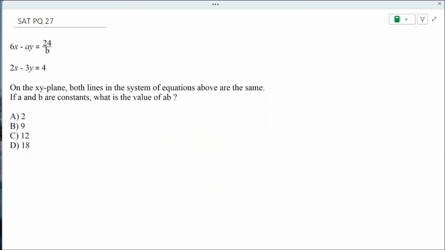If you are to represent it on the graph, let's say this is your xy plane, y-axis, and the x-axis. If you take this as the first line, the second line is on it. Don't mind that this is not straight. It's actually meant to be two straight lines on one another. That's what the question is saying.